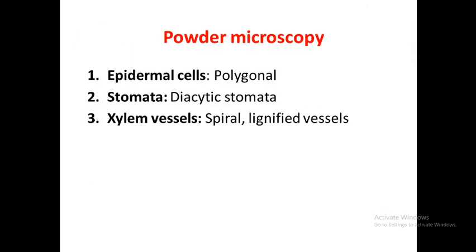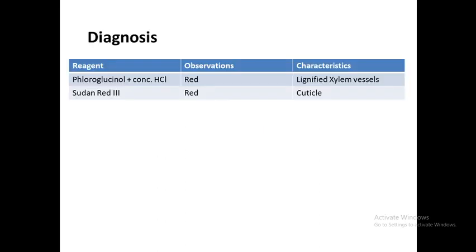The powder microscopy shows the polygonal shape epidermal cell, then diacytic stomata and spiral and lignified xylem vessel. This is again important microscopic characteristics. The diagnosis using two different reagents. So first is phloroglucinol and concentrated HCl in 1:1 proportion. So the lignified xylem vessels in plant shows the red color and the cuticle shows the red color in presence of Sudan red.